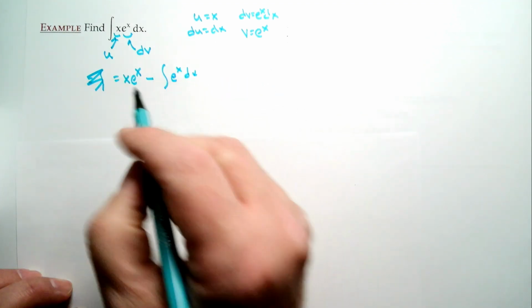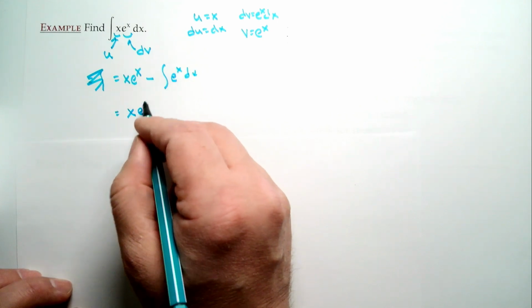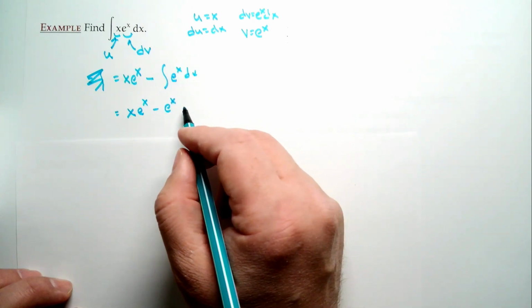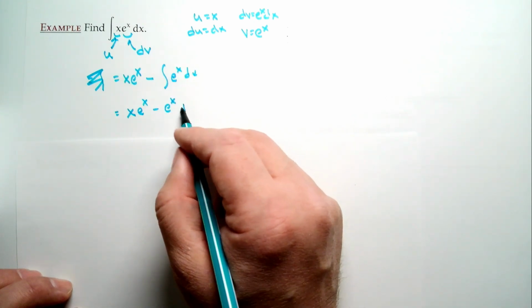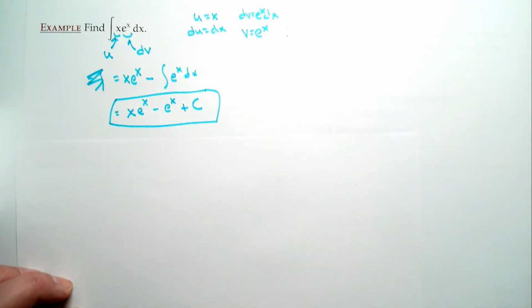Do we know the integral of e to the x? Yeah, it's e to the x. So x e to the x minus e to the x. And for full credit, plus c. Yeah. And that's the answer. That's not so bad. This integration by parts is kind of fun. Well, let's try another one.